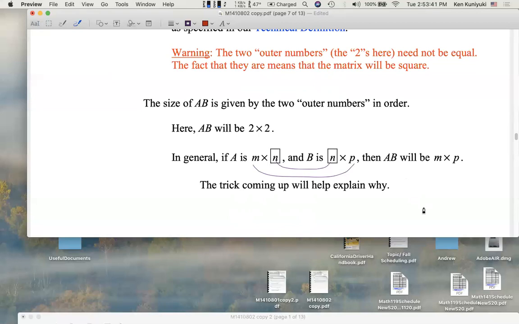You might go, well, that's cute, but why is that? Well, when I show you the trick for multiplying matrices, we'll see why this is. Why it's the number of rows of A by the number of columns of B. We'll see why that is.